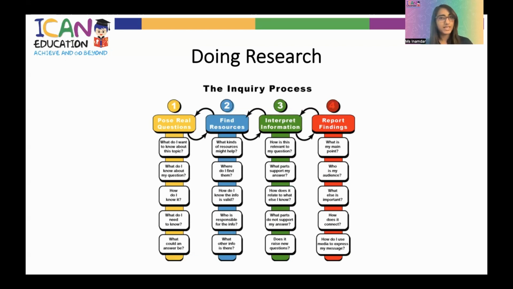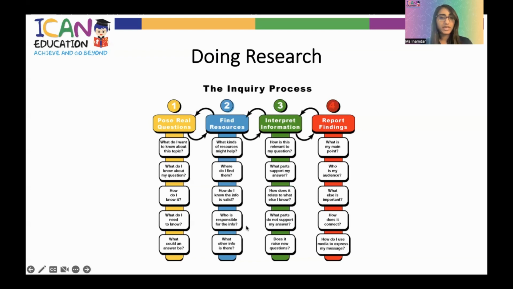You have to think critically and see which resource is really going to help your essay. Where can you find these resources? You can either look for it online or you could go to your local library. How do you know that the information is valid? That's something that you need to really think about. And I'm going to give you more information about this question in just a little bit.